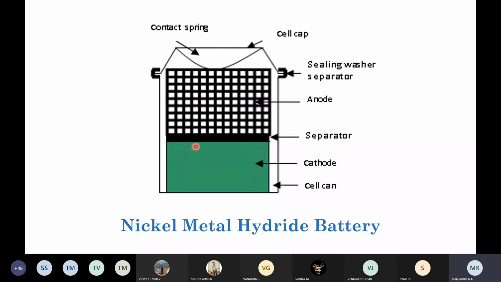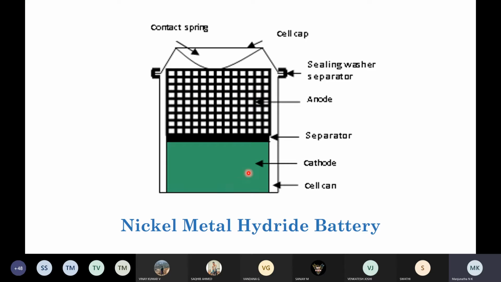Here the cathode active material is packed. Coming to the active material at the anode, that is a metal hydride with hydrogen storage alloy. For example, vanadium metal hydride, zirconium metal hydride, or titanium metal hydride, etc. These are some examples of metal hydride. Generally, any one metal hydride is used as an anode material.